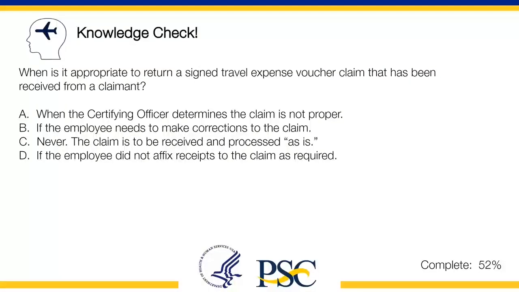When is it appropriate to return a signed travel expense voucher claim that has been received from a claimant? A. When the certifying officer determines the claim is not proper. B. If the employee needs to make corrections to the claim. C. Never. The claim is to be received and processed as is. D. If the employee did not affix receipts to the claim as required. Pause the video, consider your response, and then resume to learn the answer.